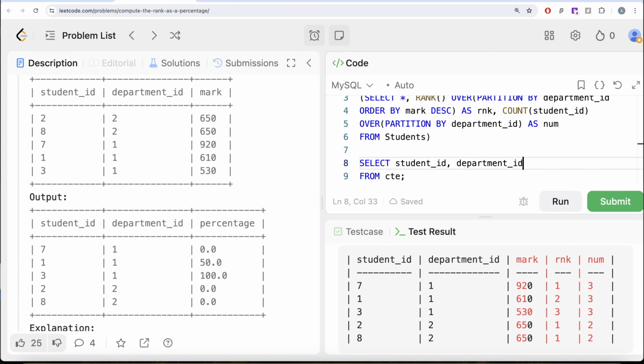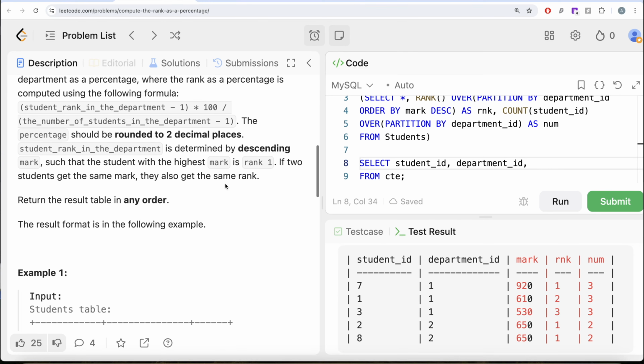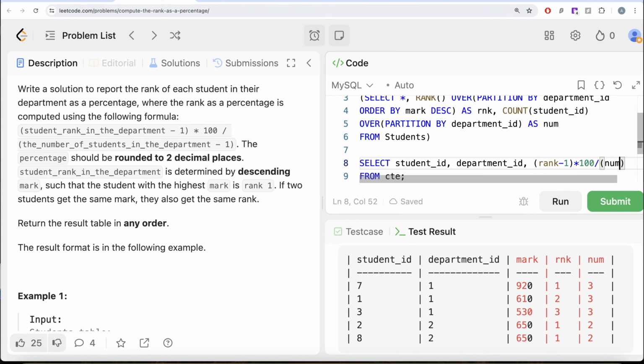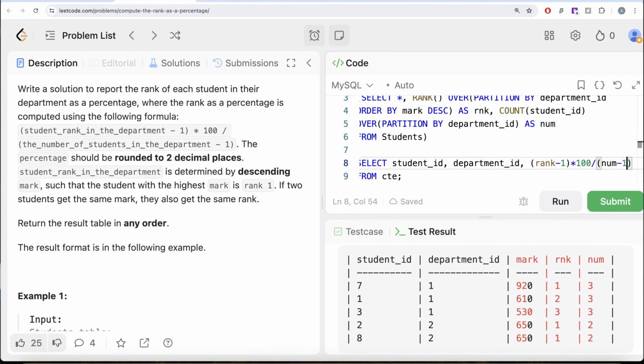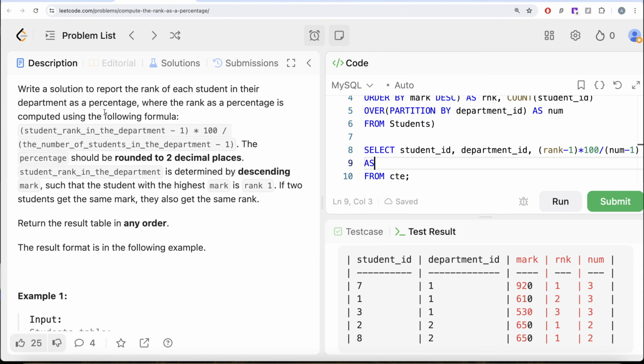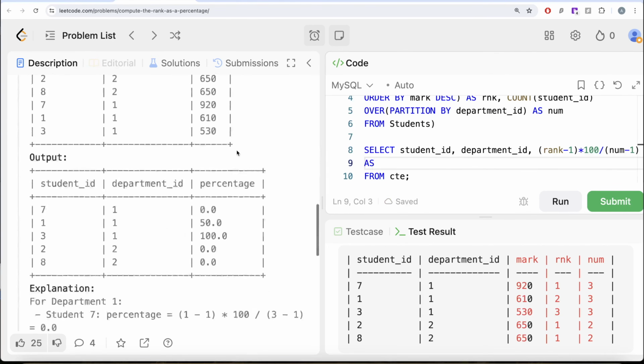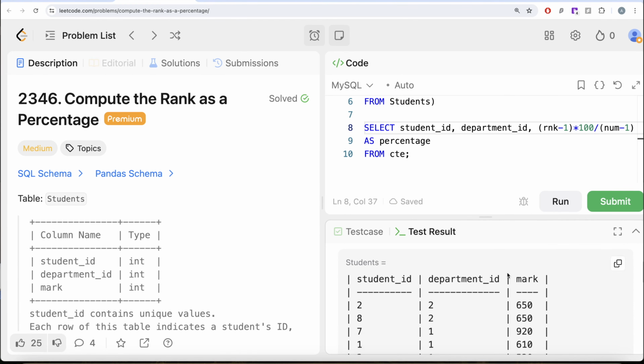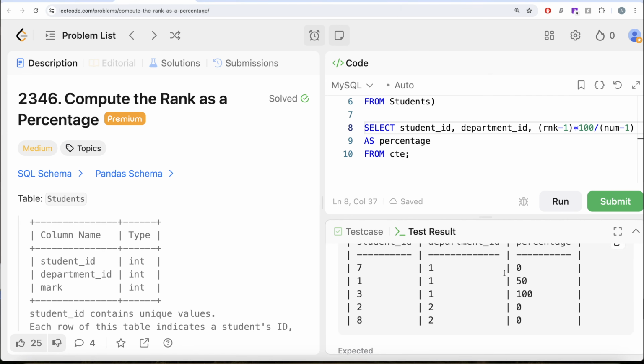And then we want to calculate the percentage column using the formula. So what we are basically going to do is rank minus 1, multiplied by 100 and divided by number of students minus 1, and this entire thing should be aliased as what is required in our output, percentage, right? So as percentage, let me go ahead and run this. Okay, even though this says accepted, there is still one thing missing in our code.